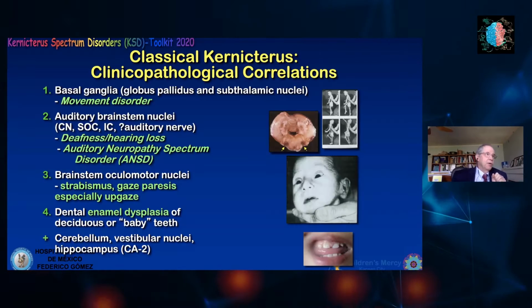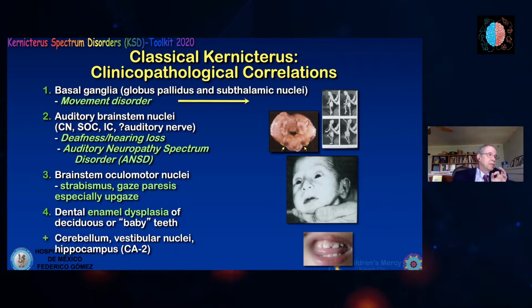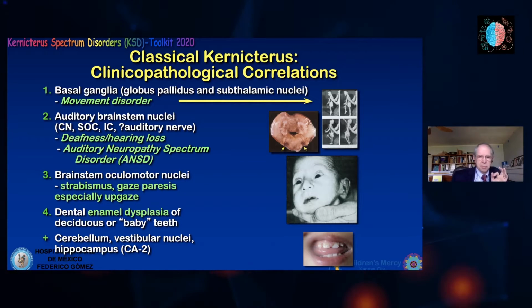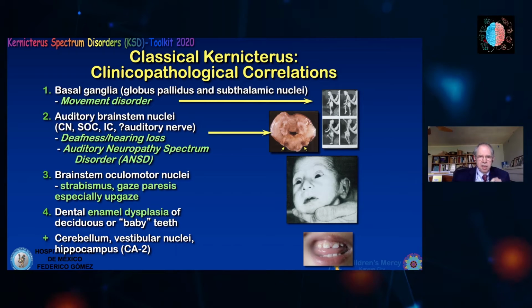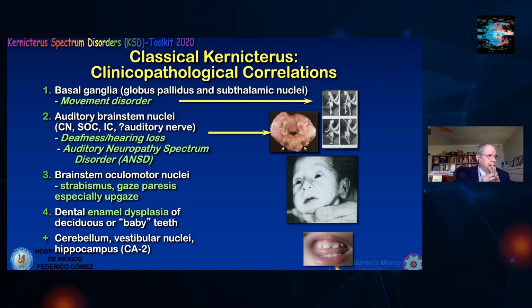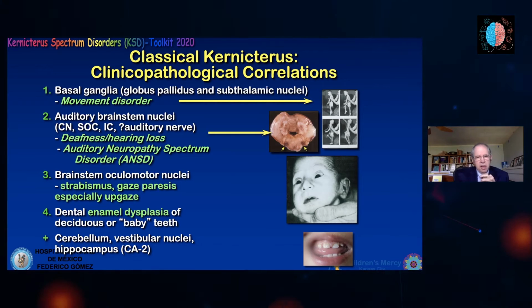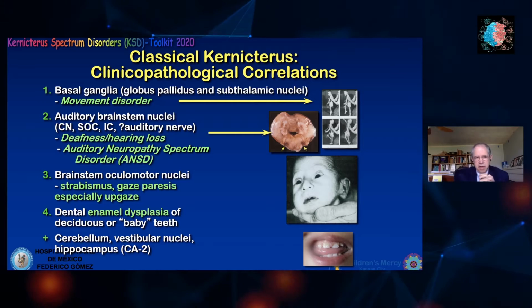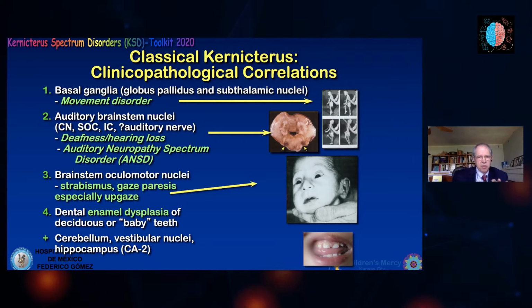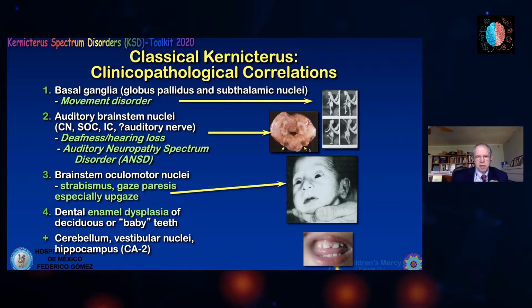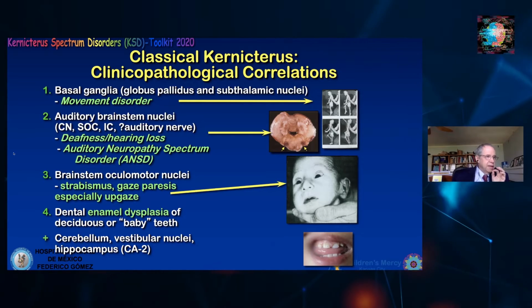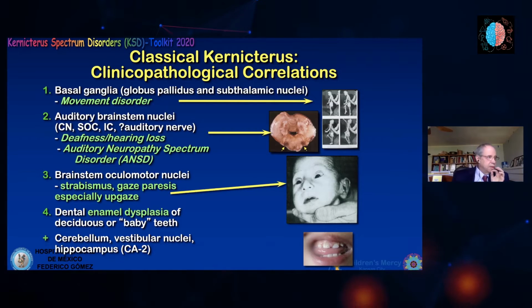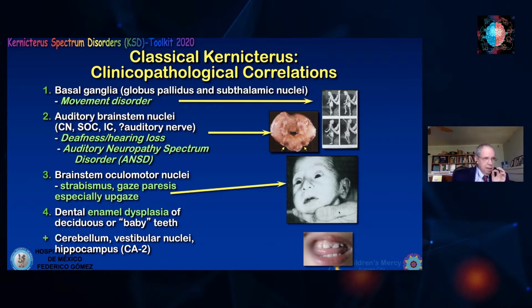There are classic correlations of the pathology with the clinical symptoms. The movement disorder, specifically the dystonia and athetosis, is largely from effects on the globus pallidus and subthalamic nucleus. The auditory findings include deafness, hearing loss, and especially auditory neuropathy spectrum disorder, which I'll talk about in a minute. The brainstem findings come from the brainstem nuclei, and right here are the cochlear nuclei that you can see, stained and dying in this section. Here are the brainstem oculomotor nuclei that cause the setting sun sign that you see in newborns who have difficulties with upward gaze.